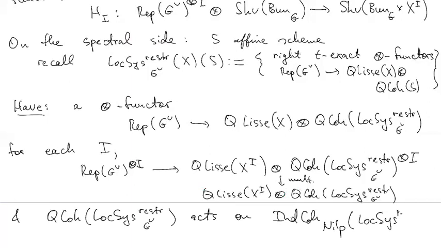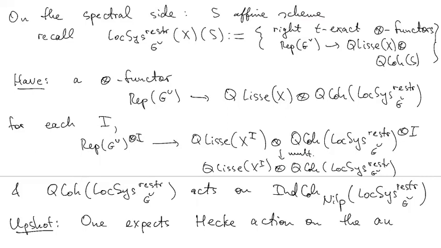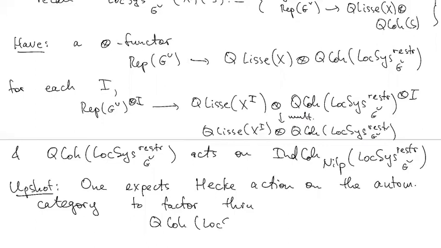So the upshot is this, that the Hecke action, one expects, let me say it like this, one expects the Hecke action on the automorphic category to factor through also this quasi-coherent sheaves on restricted local systems. And indeed the spectral decomposition theorem is the assertion that this happens.